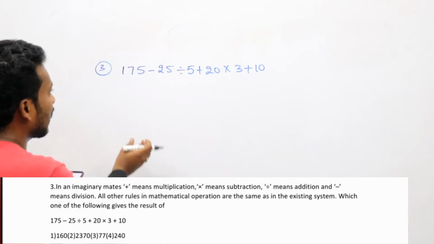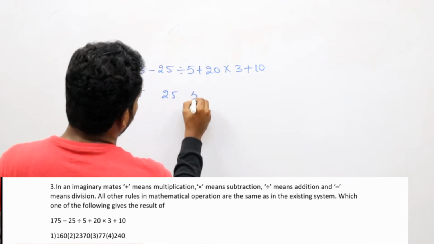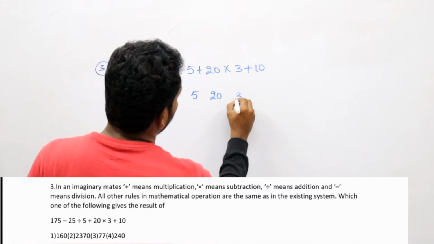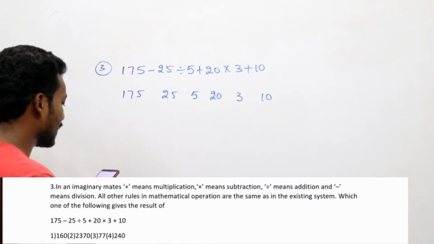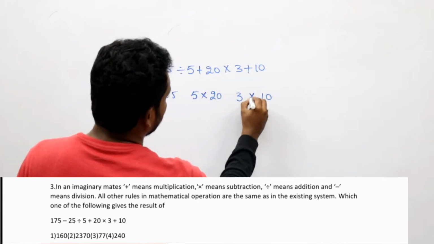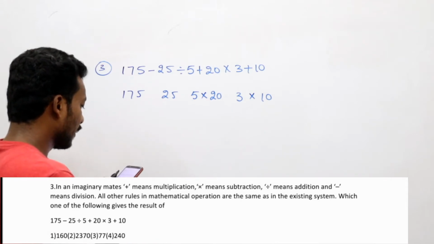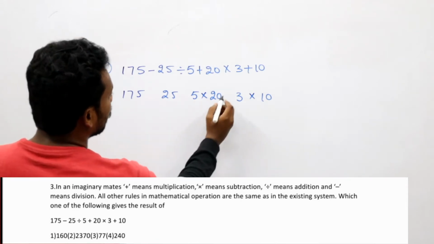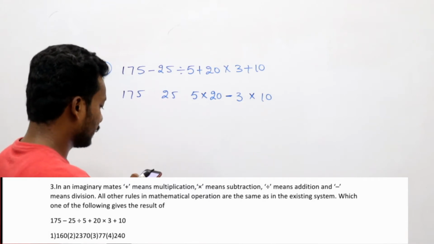Okay, first I am writing all the numbers, after that I will start reading the instruction. First instruction, in imaginary, plus means multiplication. Where is the plus here? Here also plus, that's why we are taking multiplication. And into means subtraction. Where is the into? Here it is only one into, we are taking it as subtraction.